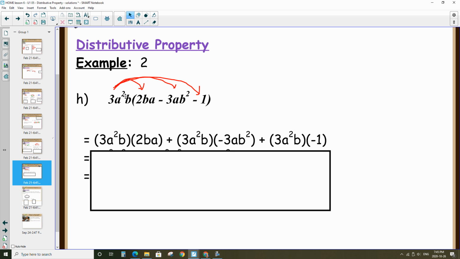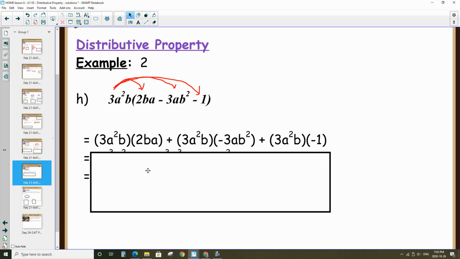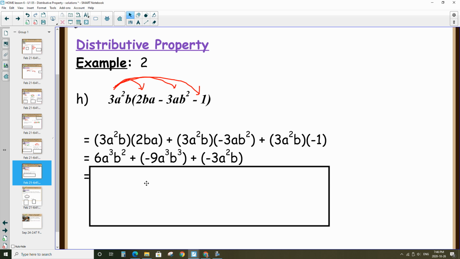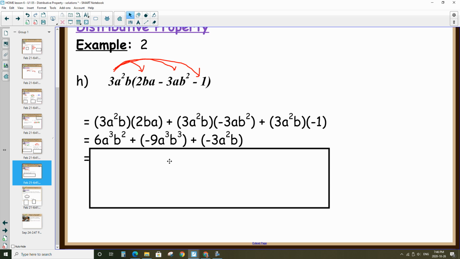Okay, so I'm just doing my 3 sets of multiplying. I'm going to collect like terms here at the end. Before I do that, I'm going to multiply by monomial. So 3 times 2 is 6. Add the exponents on the a. So we have an a squared and an a. So a cubed. And then b and b will give me b squared. And so on. So there's my 3 terms.